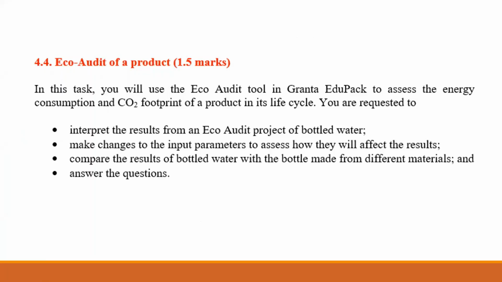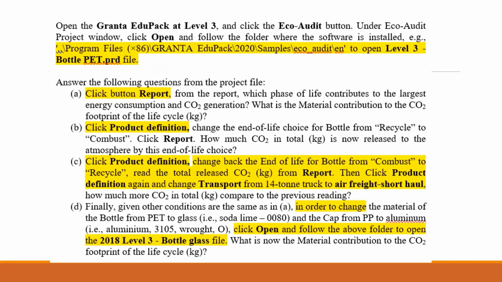In section 4.4, we are going to use some saved data to find information. So we are going to do an eco-audit of a product. In this task, you will use the Eco-Audit tool in Granta EduPack to assess the energy consumption and CO2 footprint of a product in its life cycle. You are requested to interpret the results from an Eco-Audit project of bottled water, make changes to the input parameters to assess how they will affect the results, and compare the results of bottled water with the bottle made with different materials and answer the questions. So these are the things that we need to do.